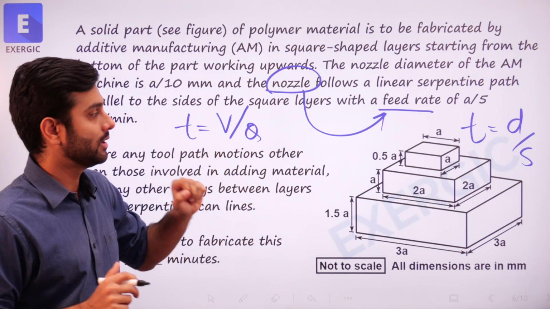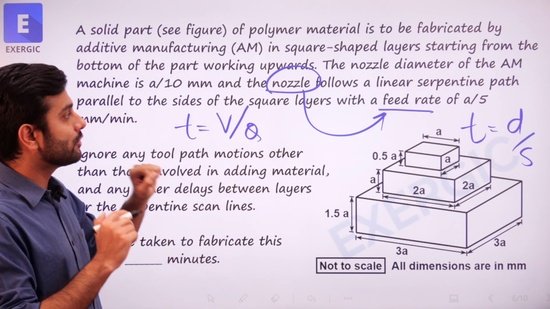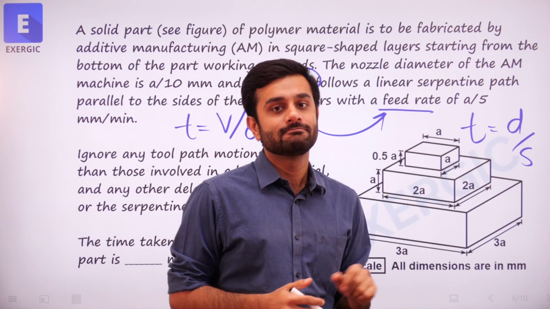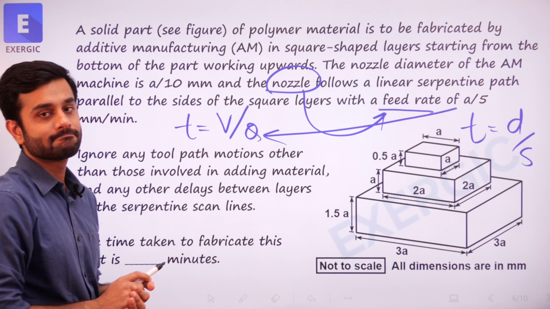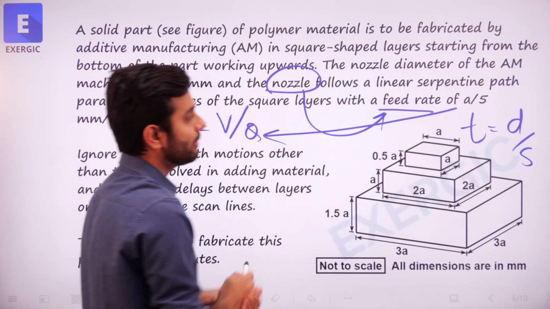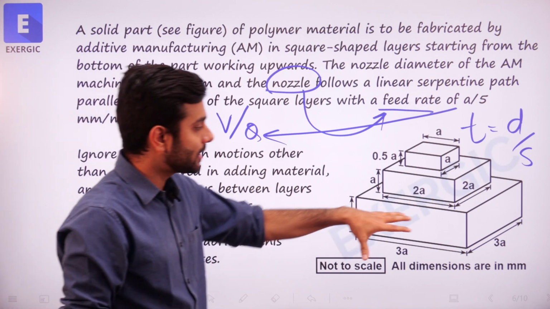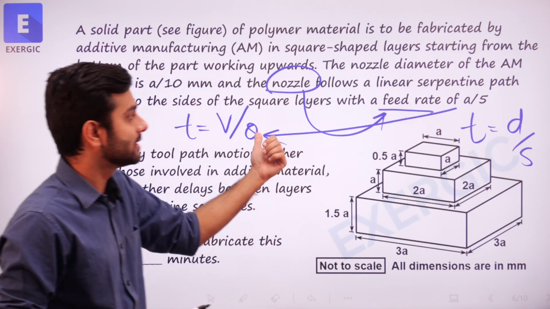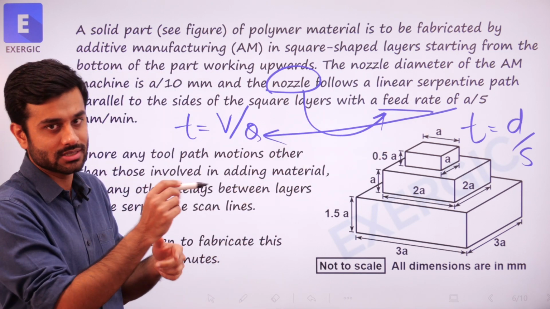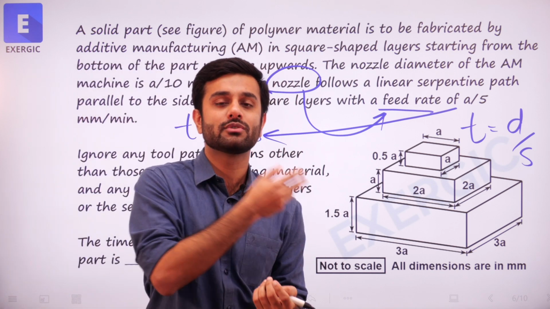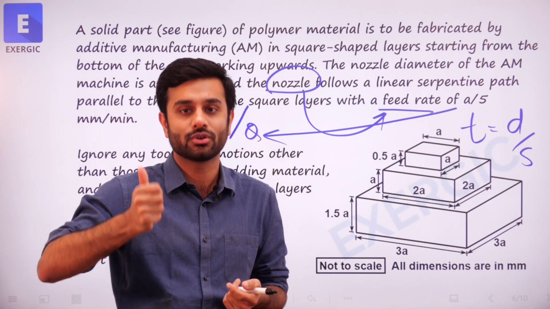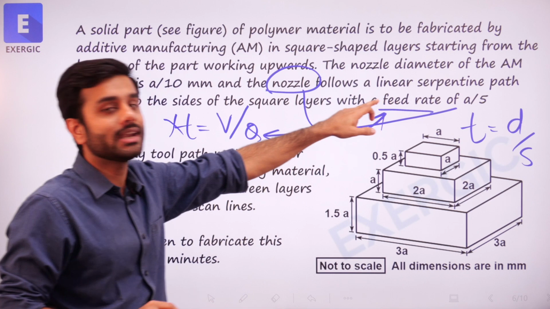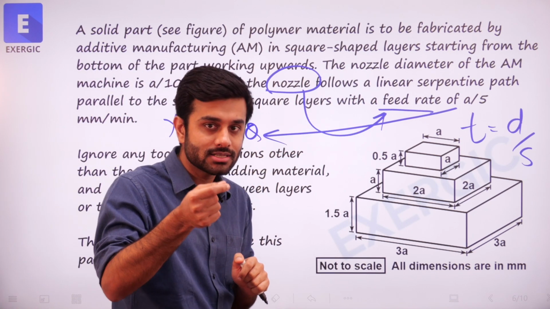In this question, what happened is that many of us, when the data was given as feed rate of A by 5 mm per minute, took A by 5 as discharge, that the total volume needs to be made and discharge is A by 5. So we calculated the total volume, divided that with discharge, right? This value directly is not the discharge, that's the feed rate, that's the velocity with which the material is coming out. To find out the discharge, you multiplied that with the cross-sectional area of the nozzle, and got the incorrect answer for the time, because this feed rate given is not the speed with which the material is coming out.